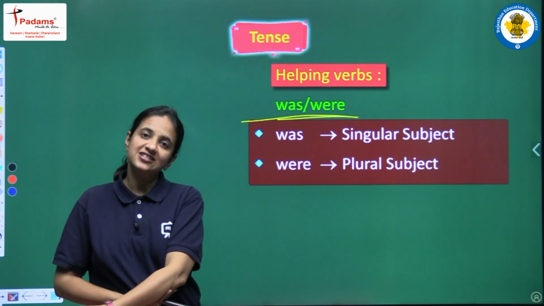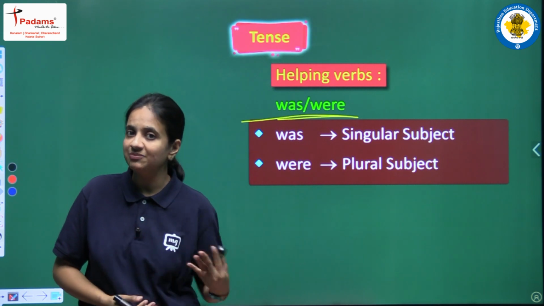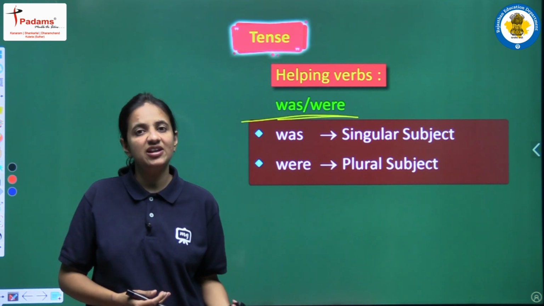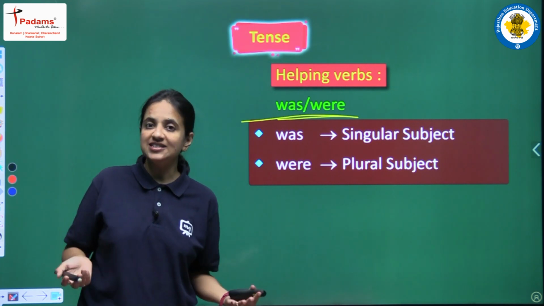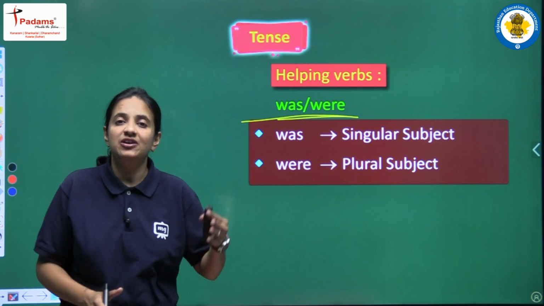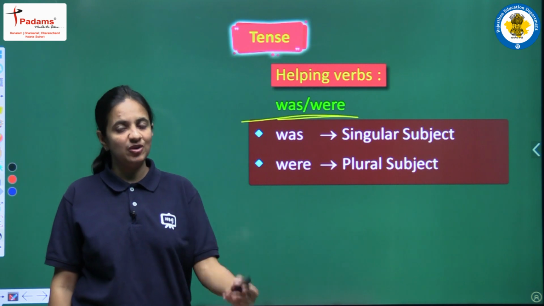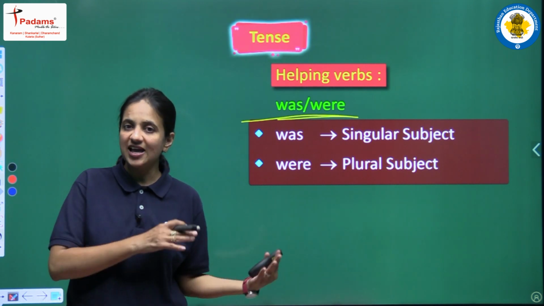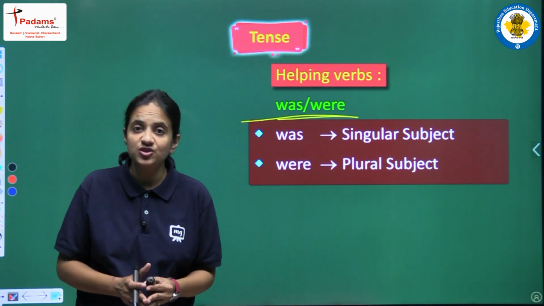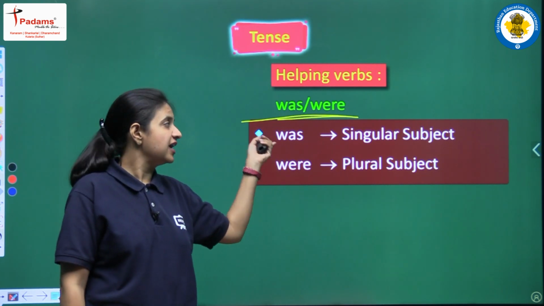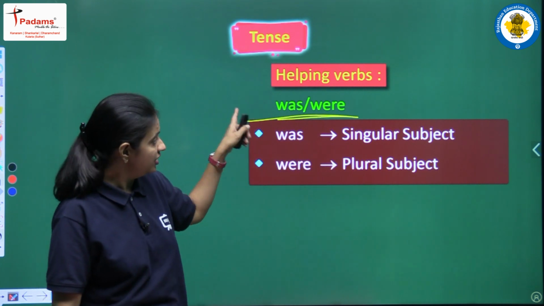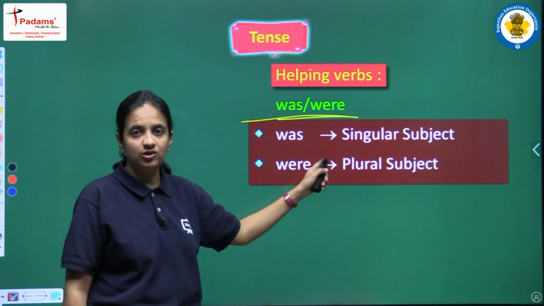Because in the last tense that we discussed, that was past simple tense, in that tense we were having only one helping verb, did only. So for all the subjects we were using did, but when we are having more than one helping verb, then we have to use those helping verbs according to the subject. So right now also we are having two helping verbs, was and were. So we will use these two helping verbs according to the subject.